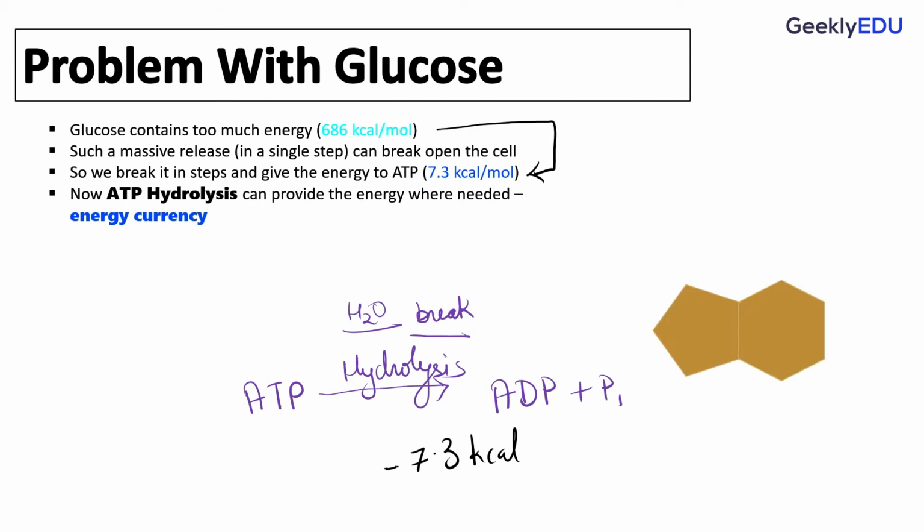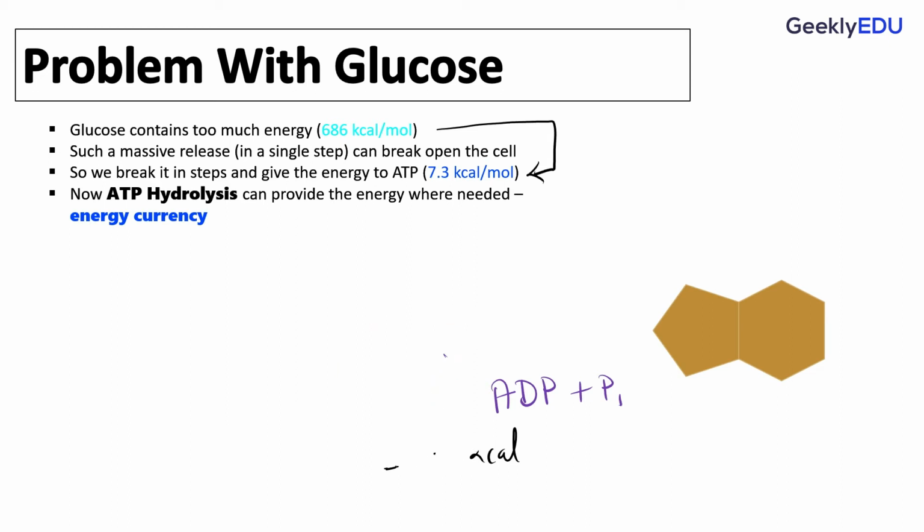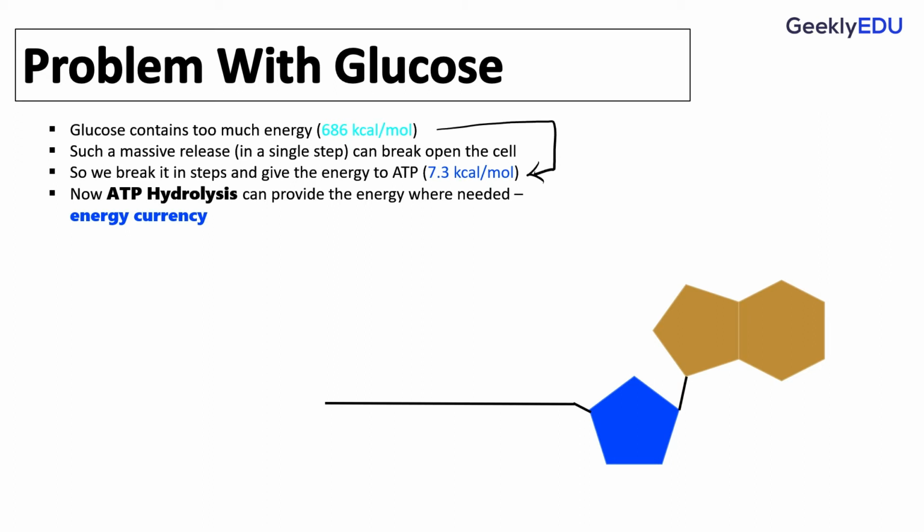So let us see the structure of ATP just to make things more clear for us. ATP has a sugar, a base, and three phosphates. The first is adenine, which is a base. The second is ribose, a sugar. Combined, you call them adenosine. Adenosine is adenine plus the sugar ribose. And then you have three phosphates.